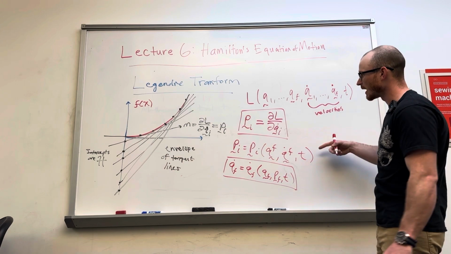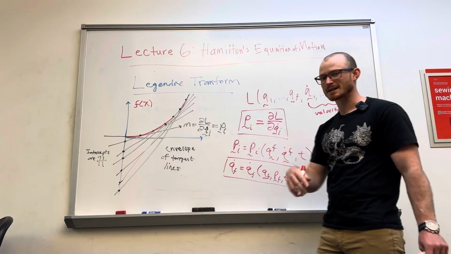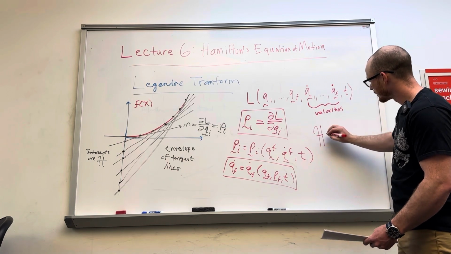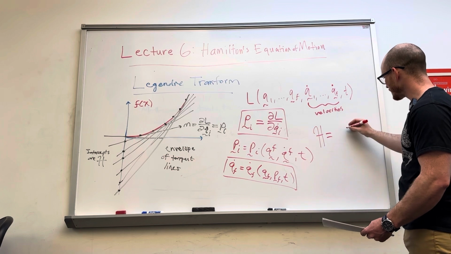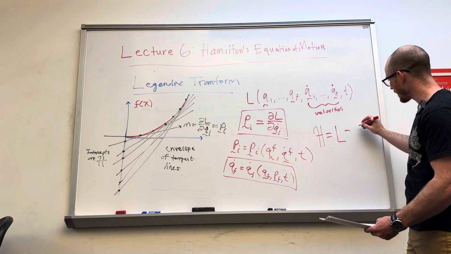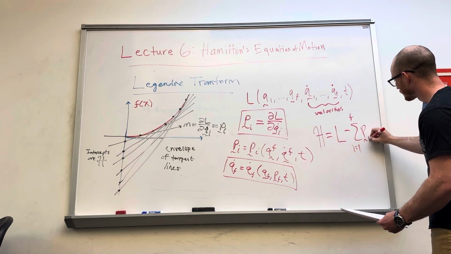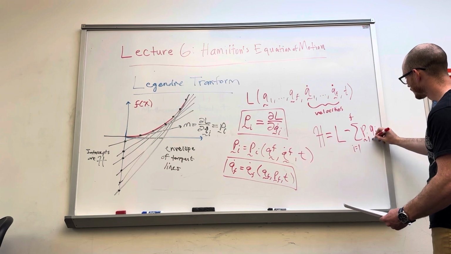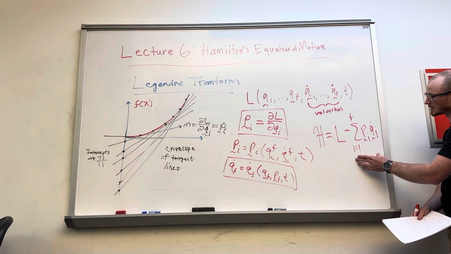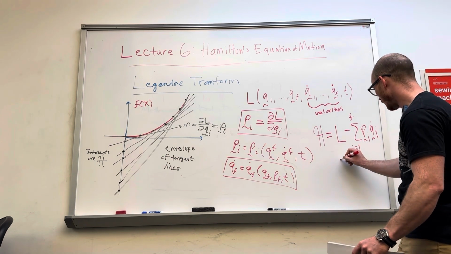Okay, now let's find our intercept. If you recall, for the intercept we just took a line and subtracted its evaluation at a specific point. So our new function h, or our intercept, is equal to L minus the sum over all the possible particles in the system of the momentum times the qi dot.